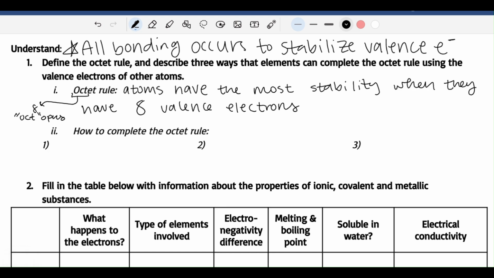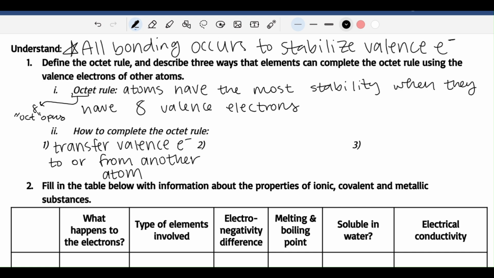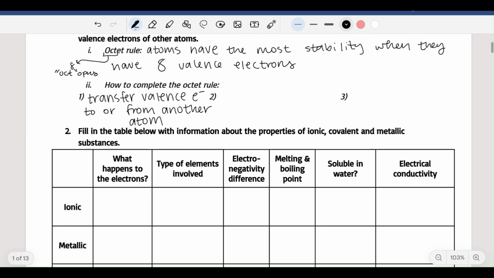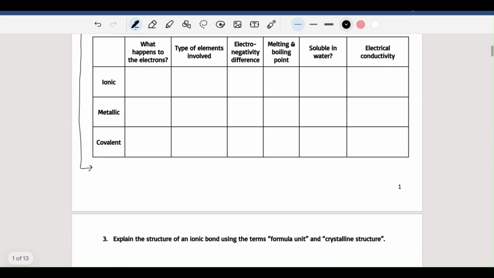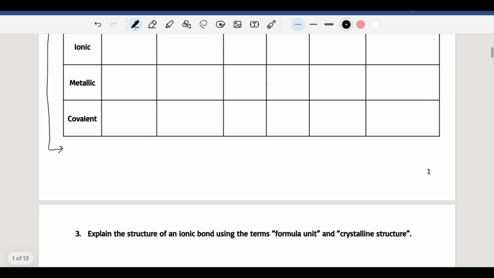The first way that we're going to talk about is to transfer valence electrons to or from another atom. And yes, you're right. This is an ionic bond. But first, before we talk about specifically ionic bonds, we're going to get a couple definitions. So draw an arrow down from this how to complete the octet rule. So these 3 ways all relate to one type of bond. But more generally, they all make a chemical bond.